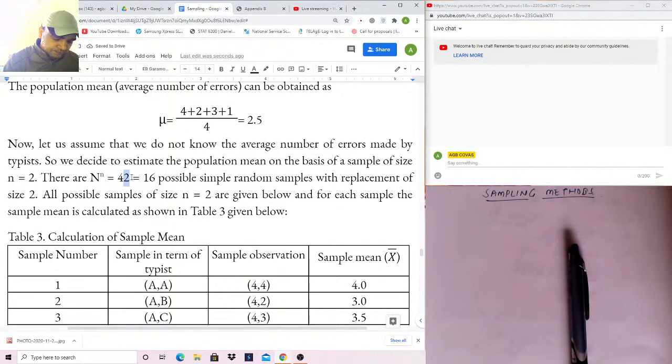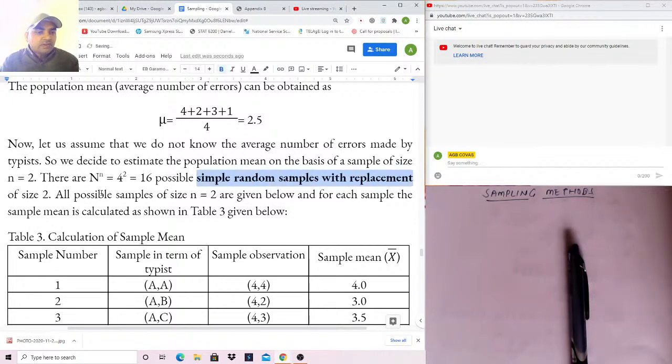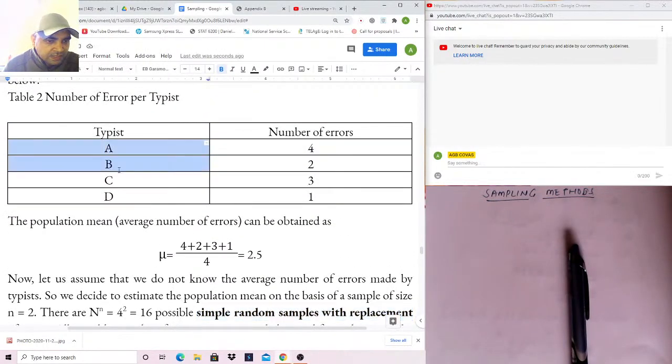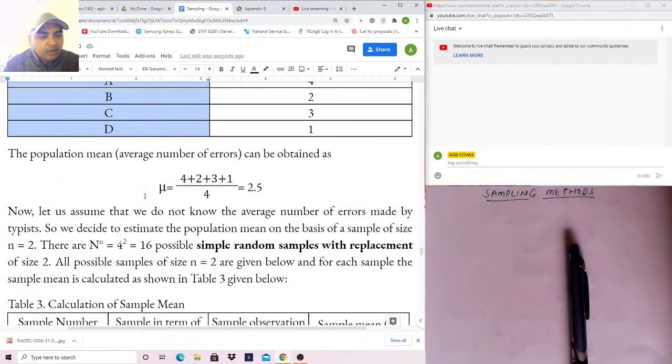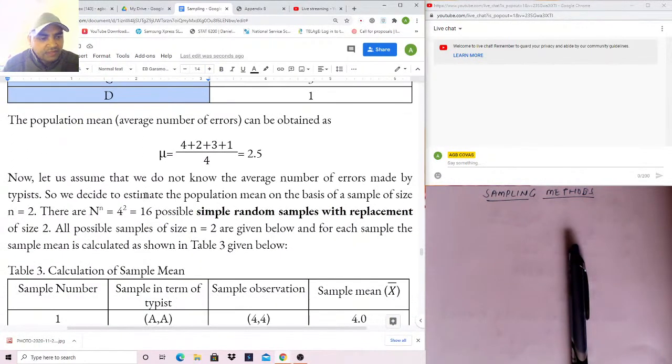4 power 4. Okay, so how many possible combinations with replacement can be done? That is simple random samples with replacement, right? So we know that this will be n power n. So there are four typists, and in how many combinations can they be made? 4 power 4, okay, with replacement.